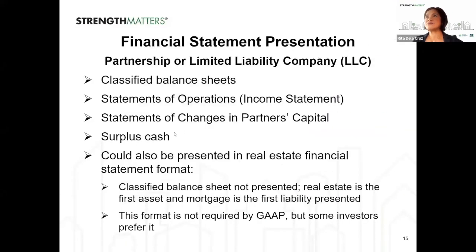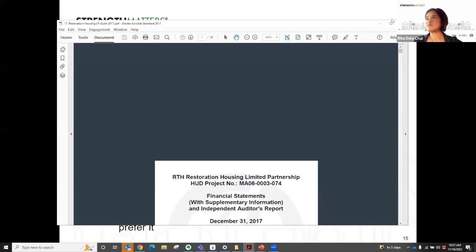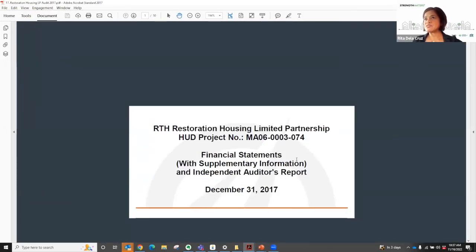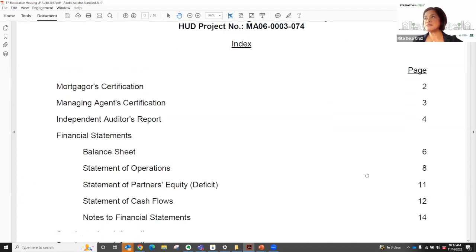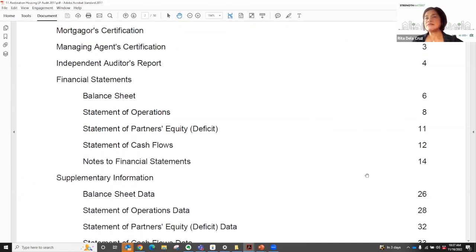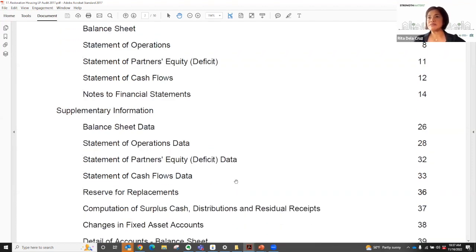Okay, so back to our slides. Now we're on partnership or limited liability company. I'm just going to show you an example that we have, which is our sample deal, Restoration Housing. This is Restoration Housing's financial statements for 2017. We obviously start with an index. This is a HUD project, so you would see the basic financial statements, and you'd also see supplementary information that's required by HUD.